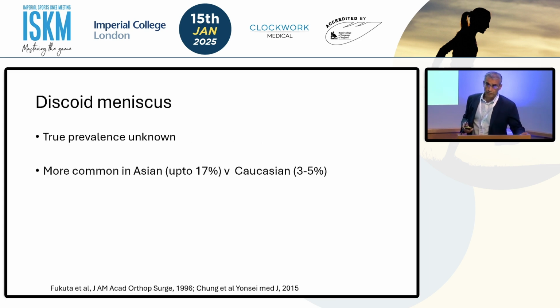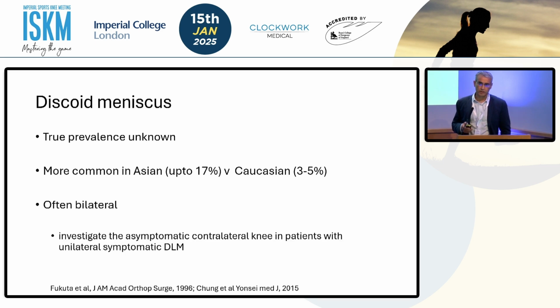We don't know the true prevalence because we see lots of asymptomatic discoid menisci in the older population, but they're more common in the Asian population than Caucasian, and they're often bilateral, which is important. If you've treated one side, you need to think about the other side, even though it may be asymptomatic.